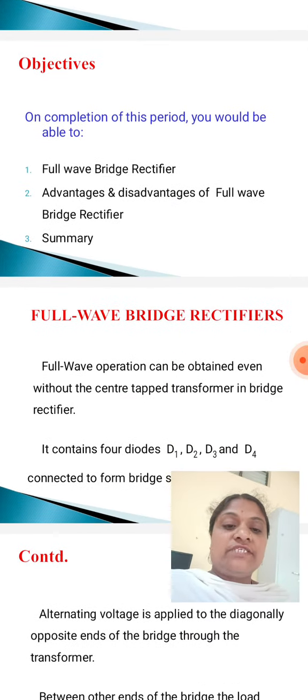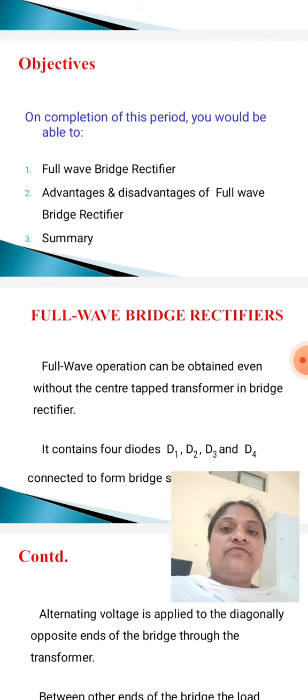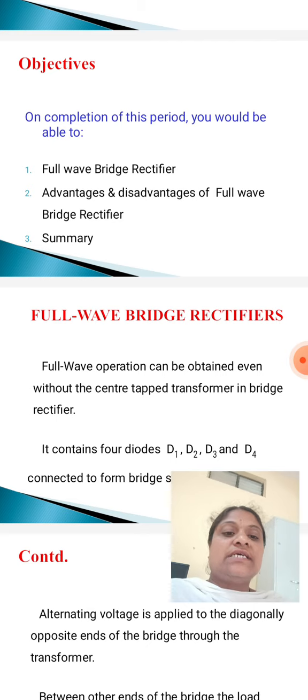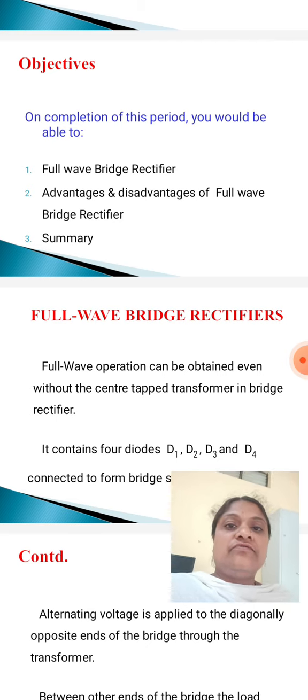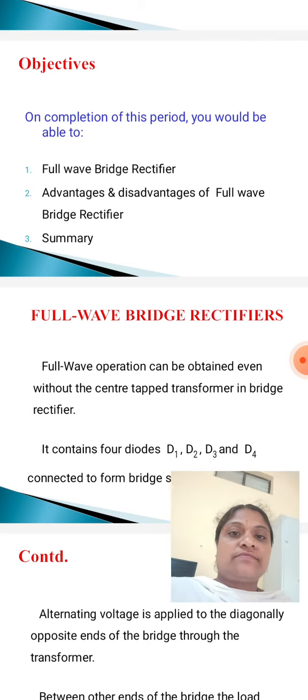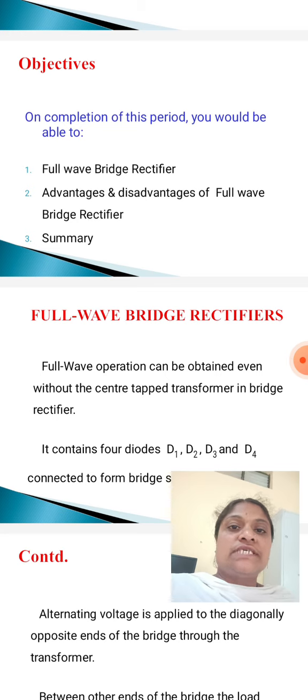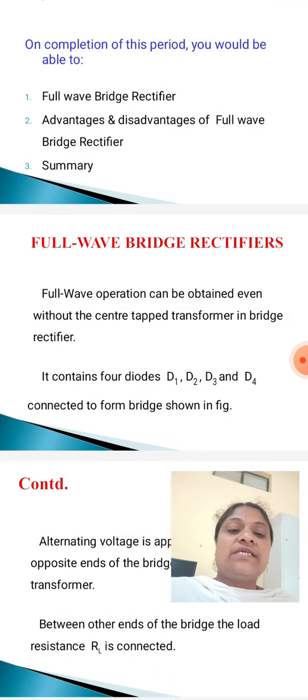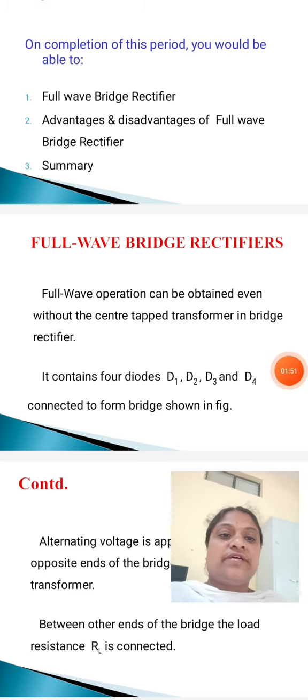On completion of this period, you would be able to understand, first of all, the full wave bridge rectifier. This is another type of full wave rectifier. Basically, full wave rectifiers are two types: full wave center tapped rectifier and full wave bridge rectifier. The center tapped rectifier advantages and disadvantages were completed in the previous class. Now, full wave bridge rectifier.